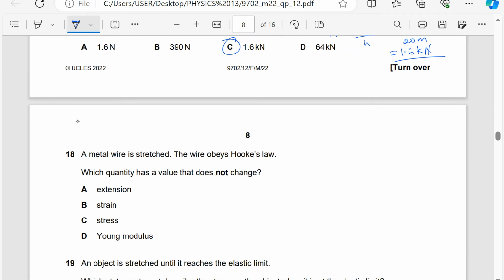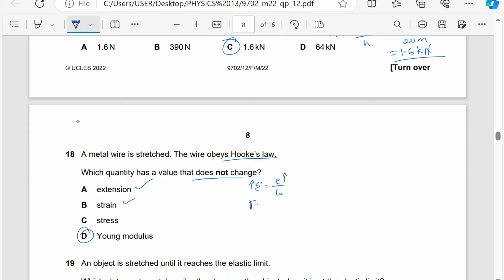A metal wire stretches. The wire obeys Hooke's law. Which quantity has a value that does not change? Of course, that is automatically Young's modulus, because if the wire stretches, it means the extension has increased. If the wire stretches, remember strain is equal to extension over original length. If the wire has stretched, it means the strain has increased, so that one changes.